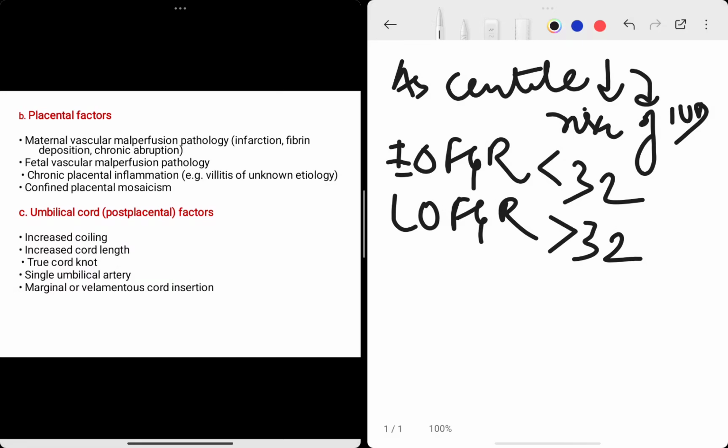Chronic placental inflammation is also known as villitis of unknown etiology. Confined placental mosaicism is there. And the third cause is the umbilical cause. Umbilical cause means the post-placental cause. Post-placental, we have what?